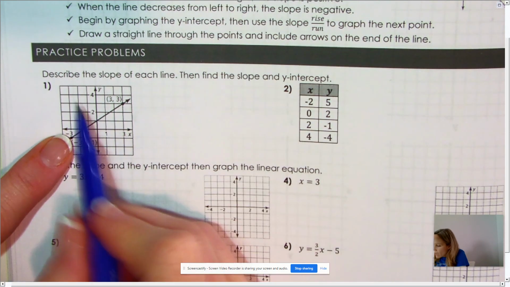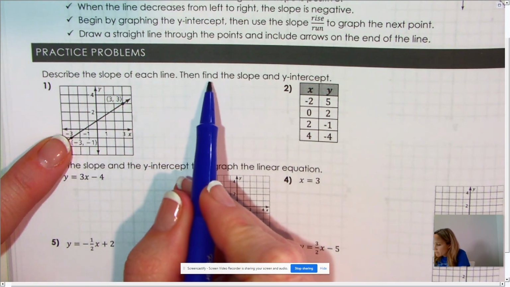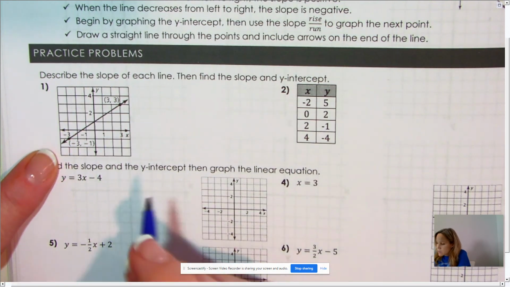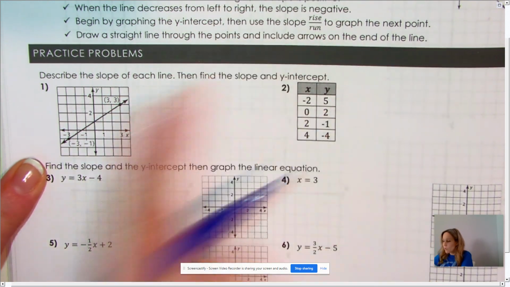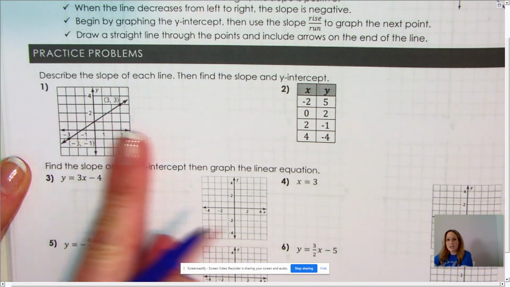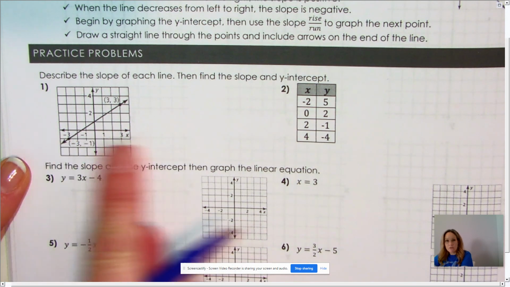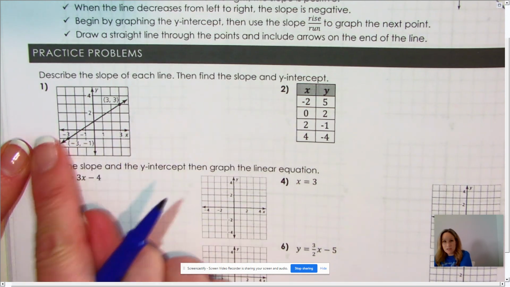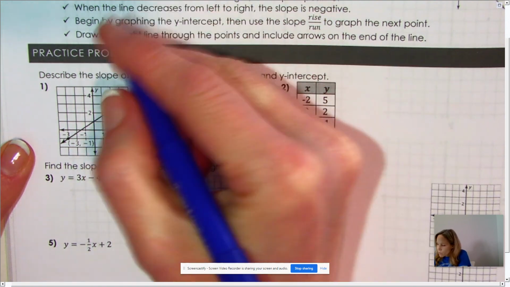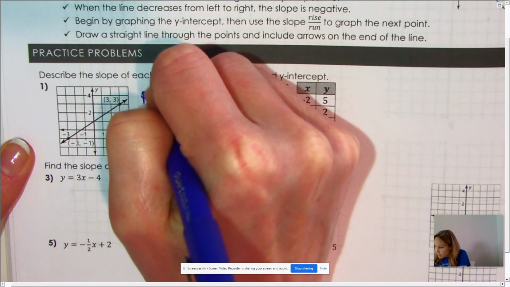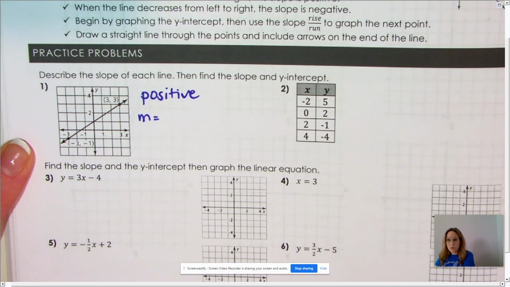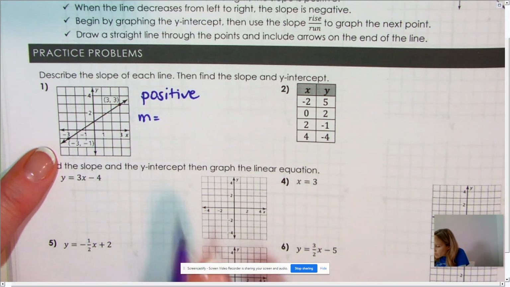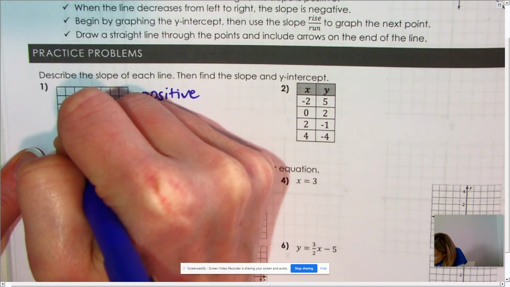So this one says describe the slope of each line, then find the slope and the y-intercept. So the slope of this one, first of all, I would say the line's going up. Remember how I said we're always going to look at it like we're reading or writing, like we're going left to right. So this one, as we go left to right, the line is going up. And so we would say that the slope is positive. Okay. And so M stands for slope. You could write the word slope, or if you don't want to write out the whole word, we could just put the M.